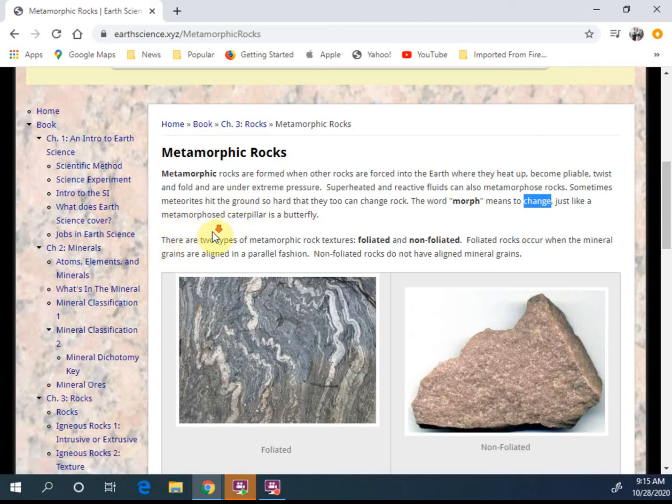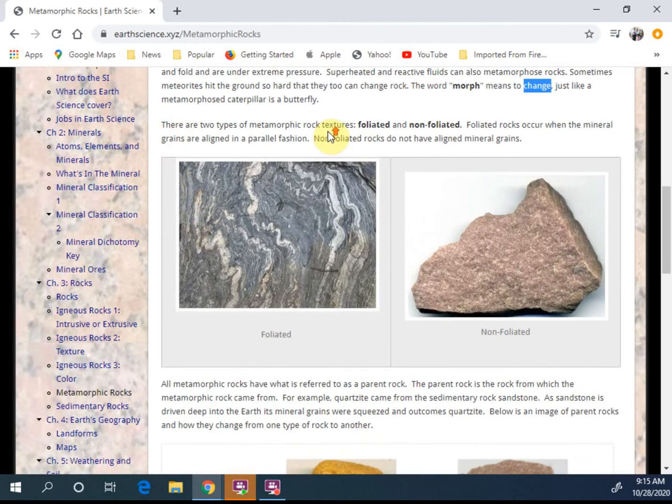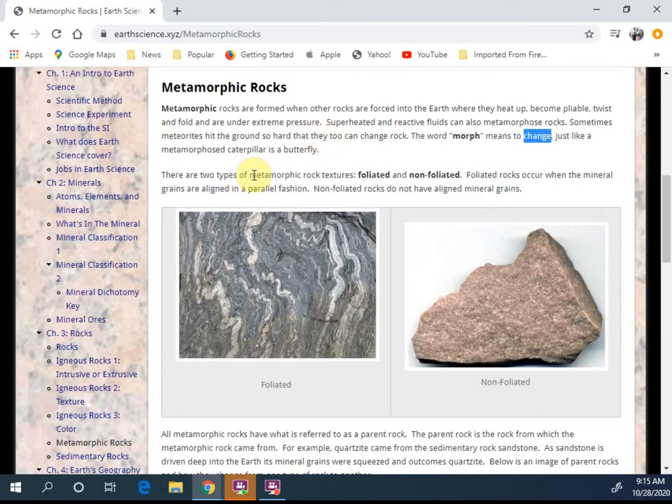Below are two types of metamorphic textures. These are really important. There are two textures, two physical features that you can see, that differentiate them from other types of rocks, since they look very similar. One's foliated, the other one is non-foliated. These two are shown here in the below features.